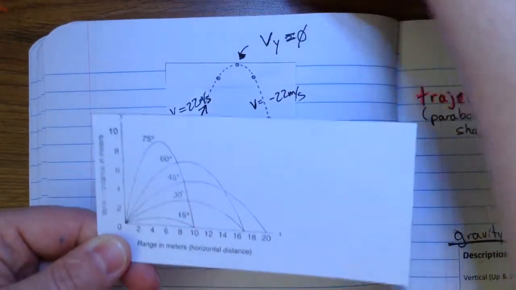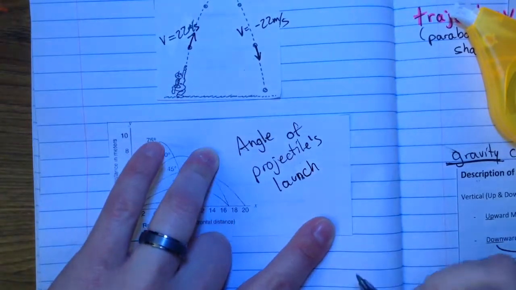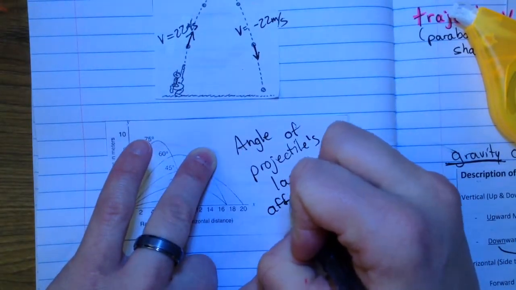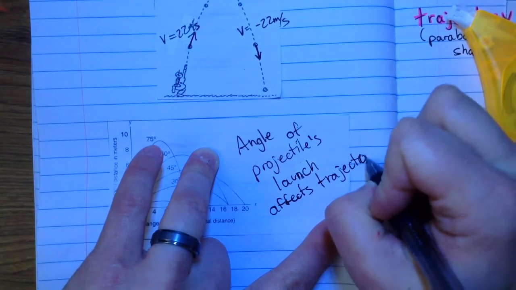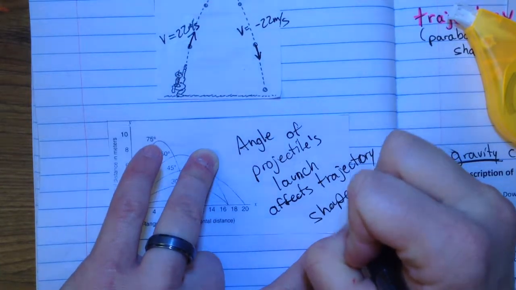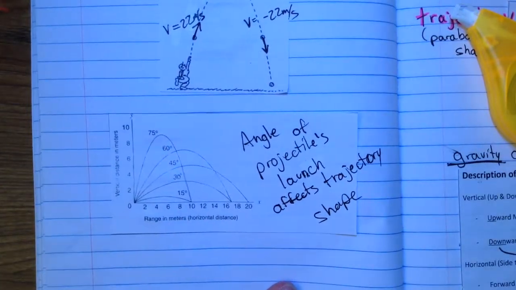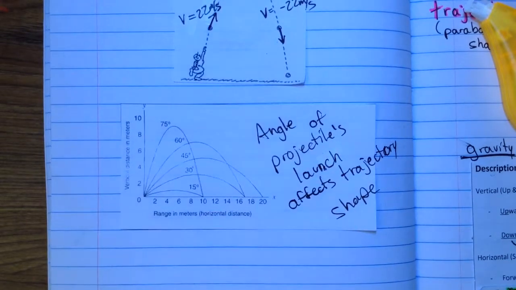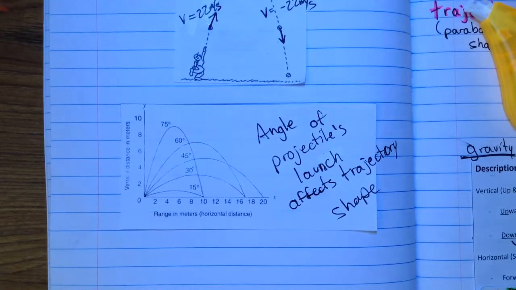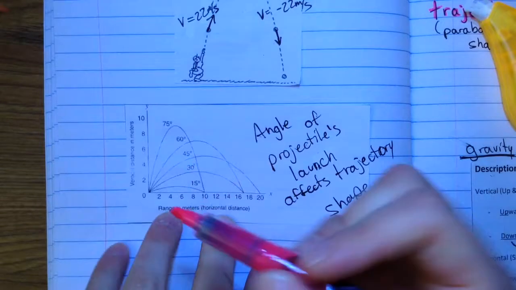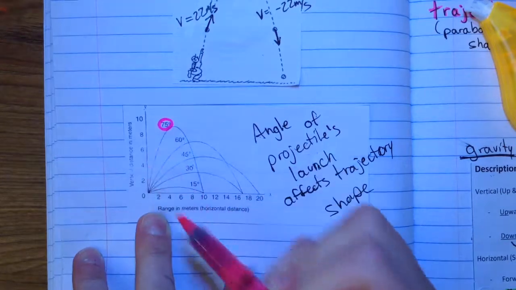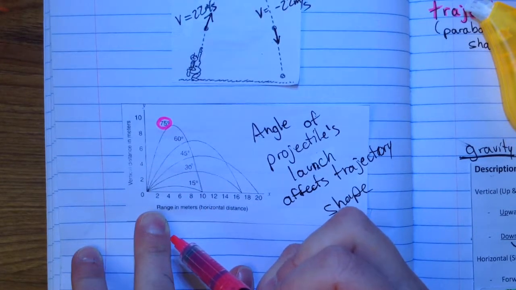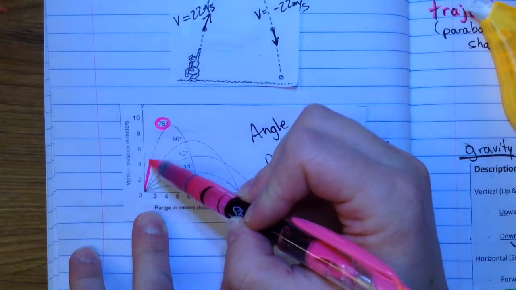Okay? So let's glue this in. The angle of the projectile's launch affects the trajectory shape. Okay, so how does it affect it? Using your colors again, circle or highlight the number 75. 75-degree angle. Really steep angle.